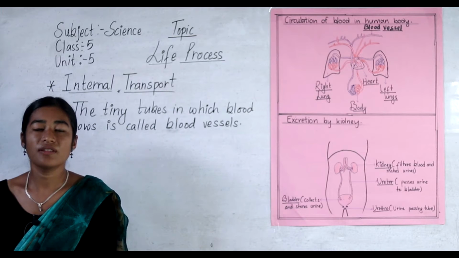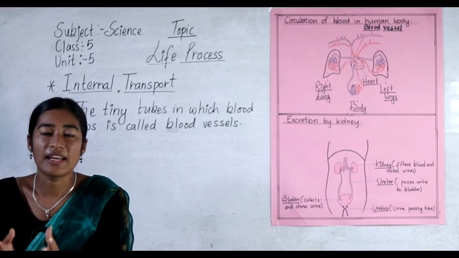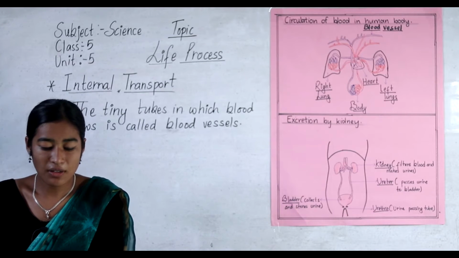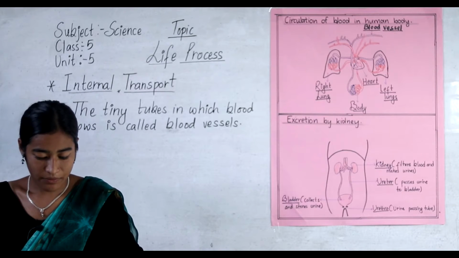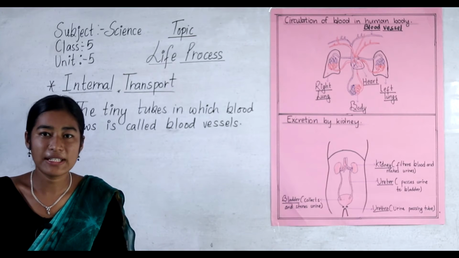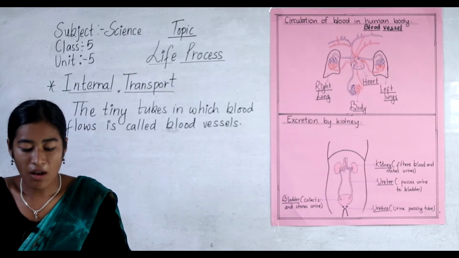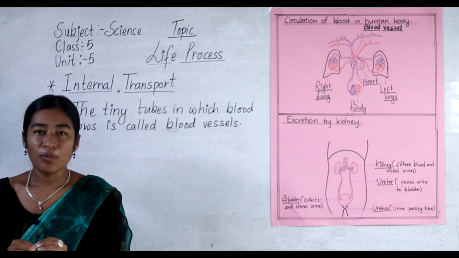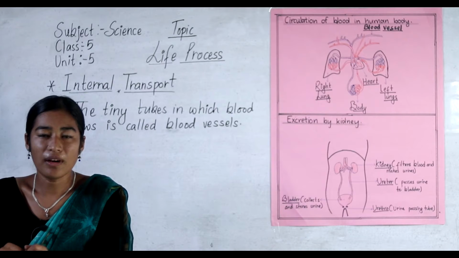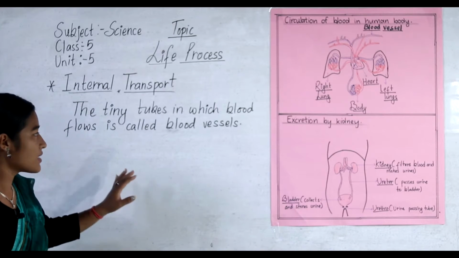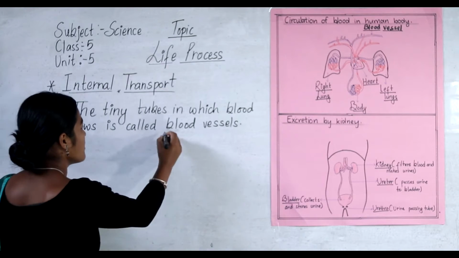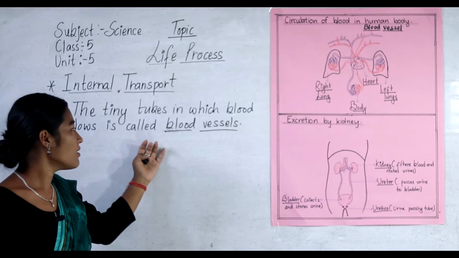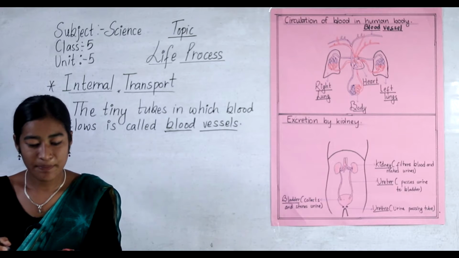There are different systems. We have already studied the digestive system and the respiratory system. Now we will study the circulatory system. All of you look at page number 56. Inside the muscles all over our body there are tiny tubes, and the tiny tubes in which blood flows are called blood vessels.